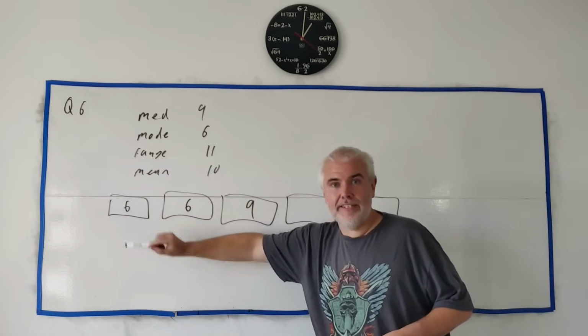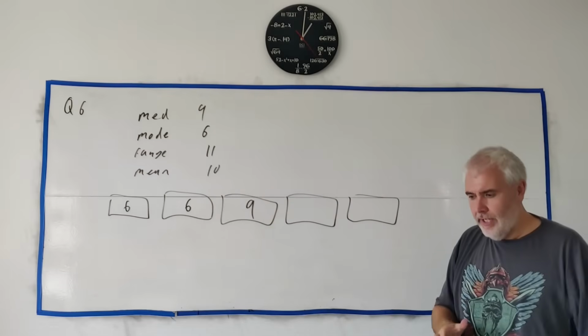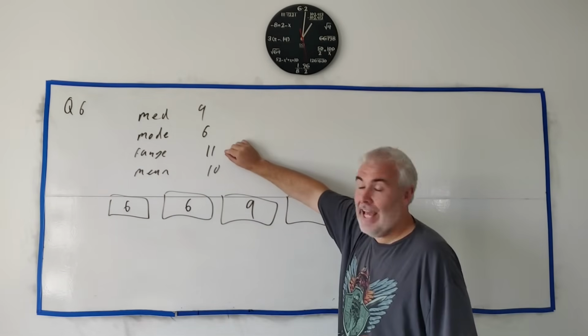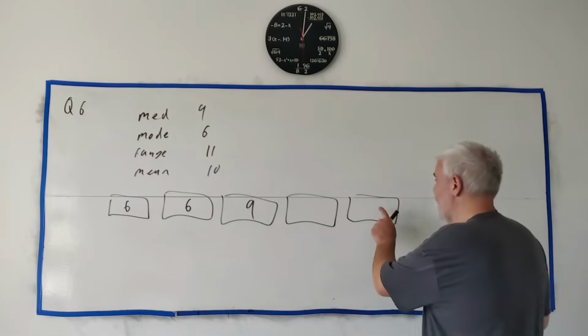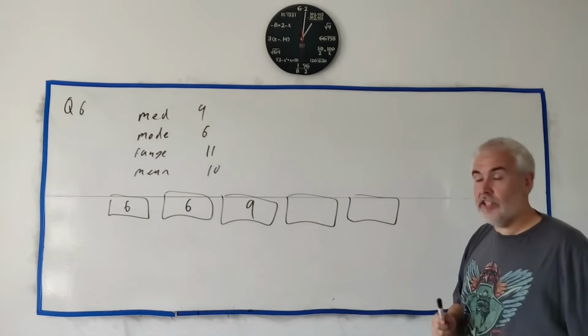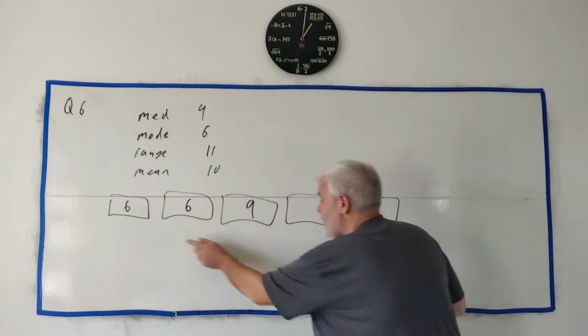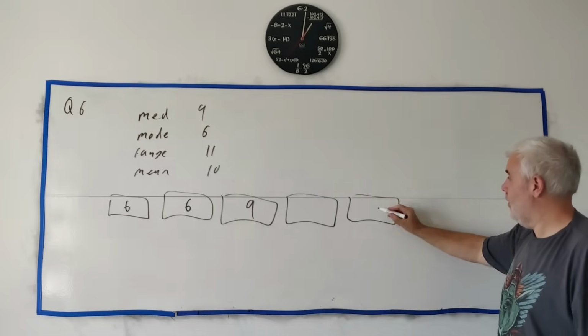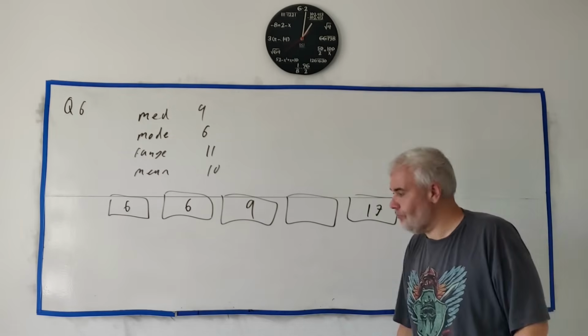If you now know this is 6, so if you didn't get that, pause it here and try it again. Start from this point. The range is 11. What does that tell you about this last number? The range is the distance from the first and the last. So this has to be 11 away from 6. So it has to be 17.